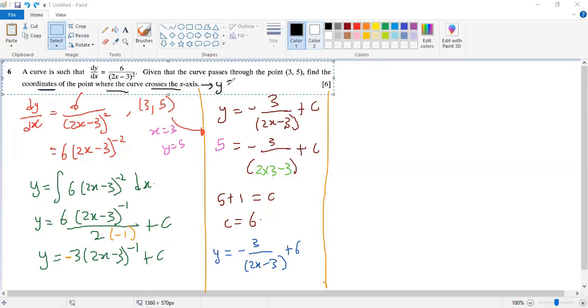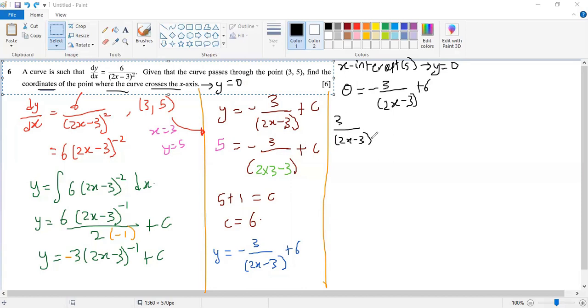Crosses the x-axis means y is 0. So in other words, we are looking for the x-intercept. Sometimes we use the word x-intercept, or intercepts if there's 2. And then it's same as telling y equal to 0. Okay, let's put y equal to 0 and try to solve it, please. Minus 3 over 2x minus 3 plus 6. So 3 over 2x minus 3 like that goes to 6.